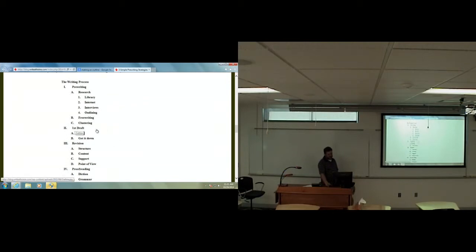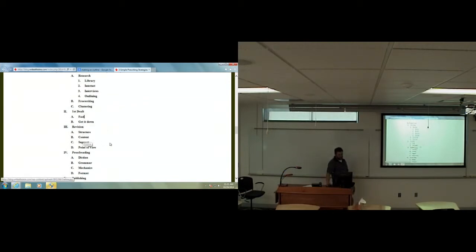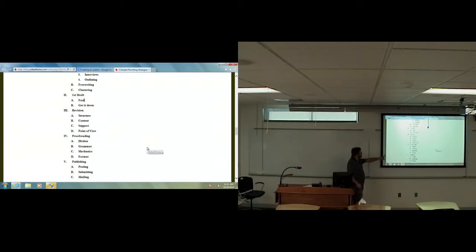They have their first draft, make it fast, get it down. Then they have revision. You're going to revise it for structure, content, support, point of view. Revise, and that's a rewrite right there. Then they have proofreading. Somebody goes through and proofreads it. And then you rewrite, right?